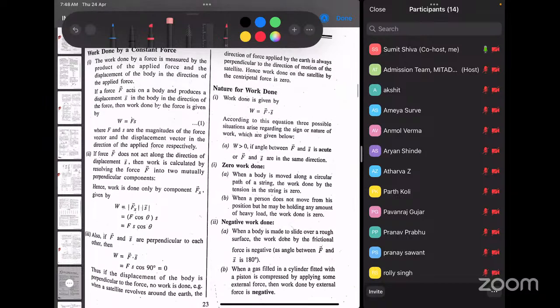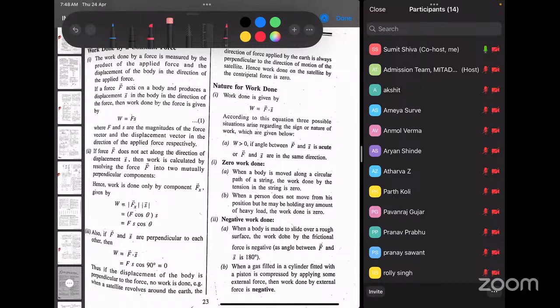Next point is, on the basis of theta, or the angle between force and displacement, we can have certain types of work, which is given as nature of work done. If force and displacement are in the same direction, or the angle between force and displacement is acute, that is, theta is between 0 to 90 degree, in that case work done will be positive.